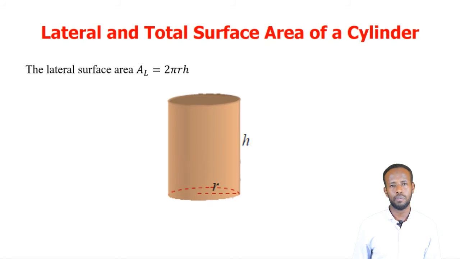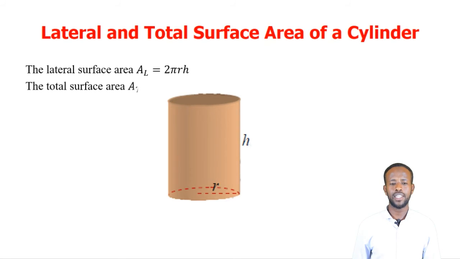2πr, or π times D. So 2πr times the altitude of the cylinder gives us what we call lateral surface area. So catch, this is very important. It will help us in the coming points.